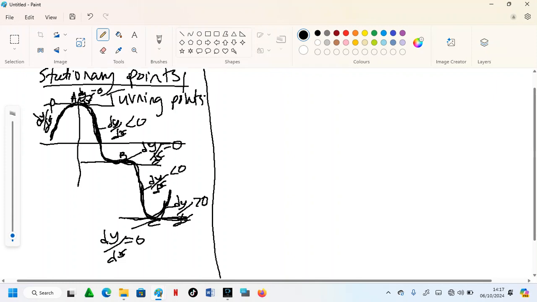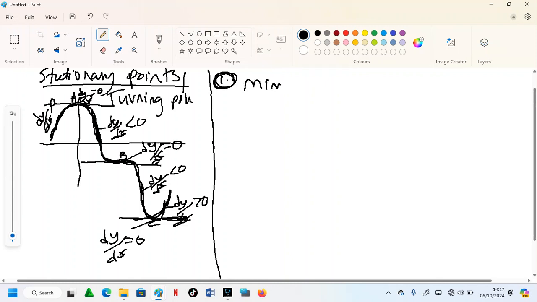Now, I'm going to very fast say something. Of course, we know that at the turning point, dy dx is 0. We must have said that in our previous video, when we were talking about the equation of the tangent to the curve and the equation of the normal to the curve, right? So we are saying that we have three types of stationary points.